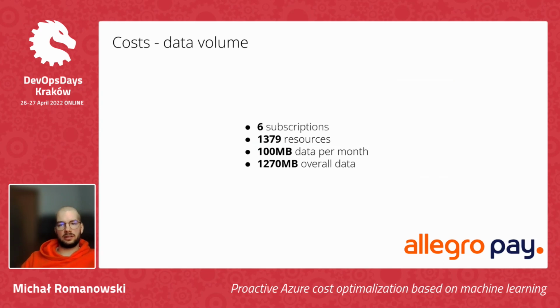You may wonder, what are the costs of this solution? We discussed quite a lot of parts of the system. And firstly, I would like to introduce some background for that. Currently, we are running 6 subscriptions, which contain almost 1,500 resources. We are gathering 100 megabytes of data per month and storing more than 1 terabyte of overall historical data.